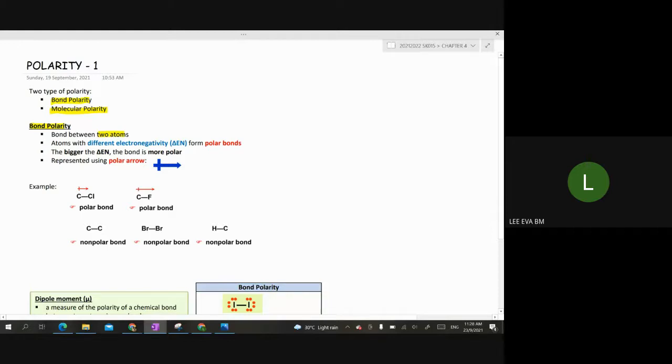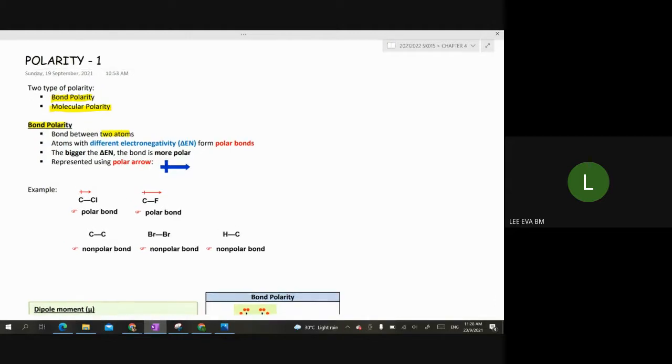If I say molecular polarity, that means all the polar bonds, all the bond polarity inside the molecule. So maybe inside the molecule we have 6 atoms. Then you need to figure out all the bond polarity first. So for example, in molecular polarity maksudnya dalam molekul. Bond polarity maksudnya antara 2 atom sahaja. Maybe dalam molekul dia ada banyak atom. So awak kena faham lah bond polarity maksud apa, molecular polarity maksud dia apa.